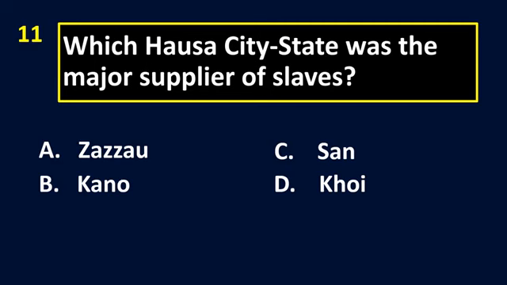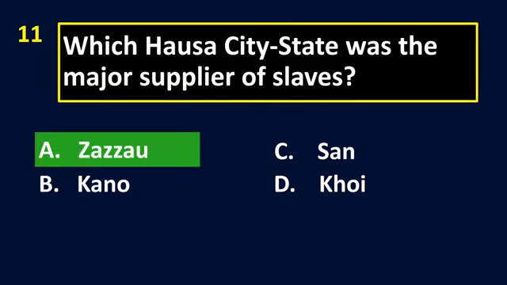11. Which Hausa city-state was the major supplier of slaves? A. Zaza. B. Kano. C. San. D. Khoi. The answer is A. Zaza.